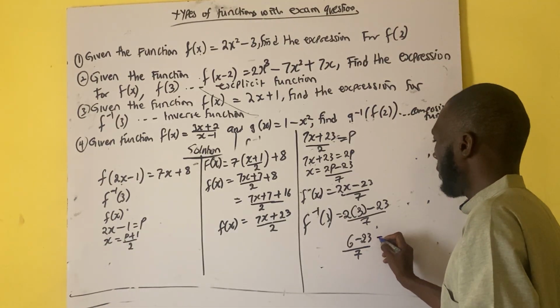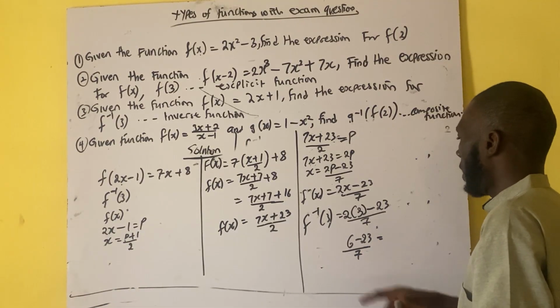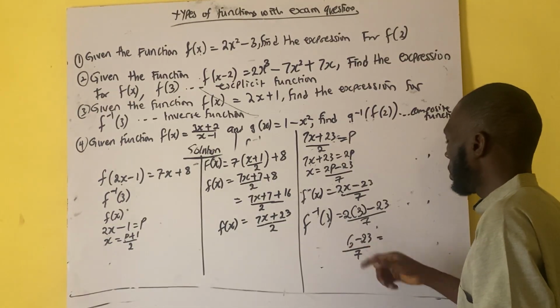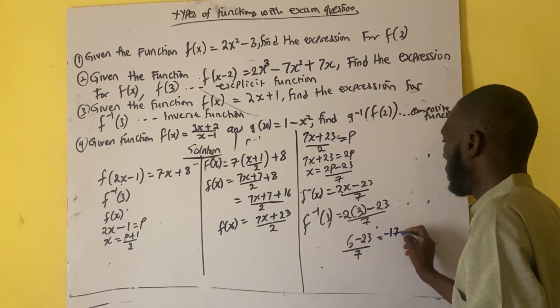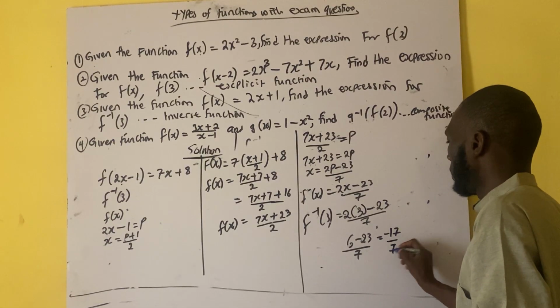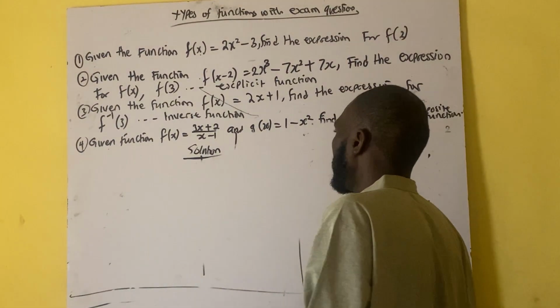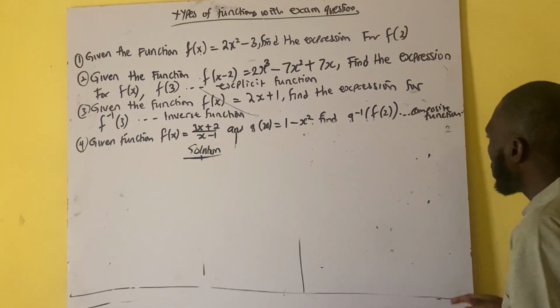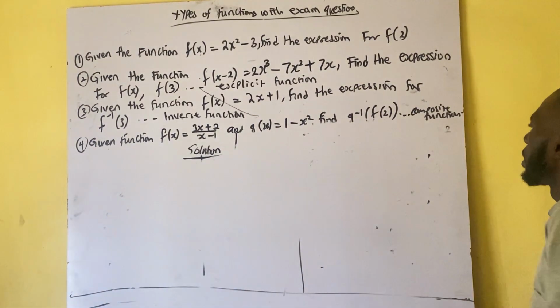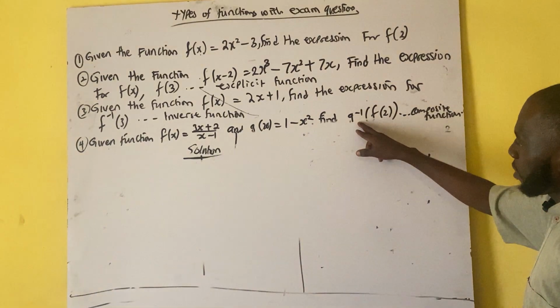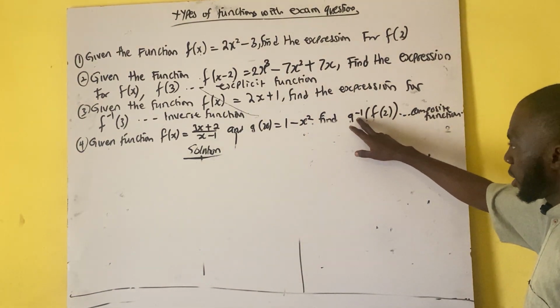So we actually have 6 minus 23, and I'll be having minus 17 over 7. Let's look at this question that is there now. Well, we call this one a composite function. Composite function, that is function of function. Now, the inverse of g, that's what we're going to do here first.